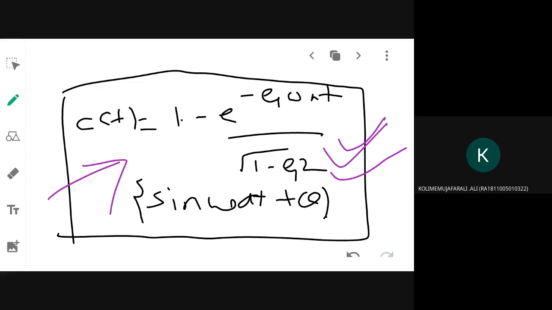So what is the equation for C of t? C of t equals 1 minus e power minus zeta omega n t divided by square root of 1 minus zeta squared, times sin(omega d t plus theta), where zeta represents what factor? Zeta is the damping ratio. Omega n is the undamped natural frequency. Omega d is the damped natural frequency of oscillation.